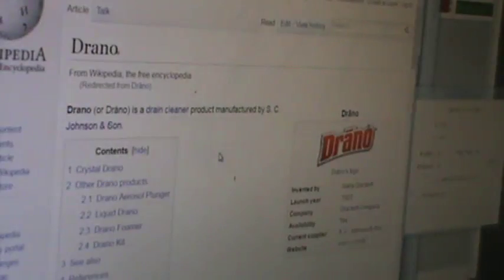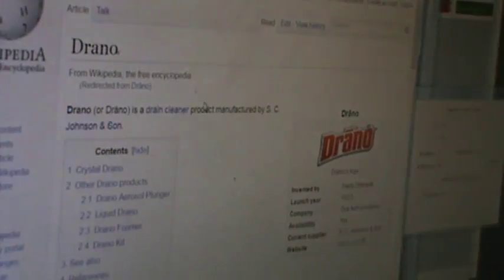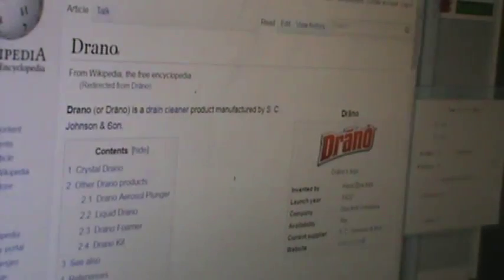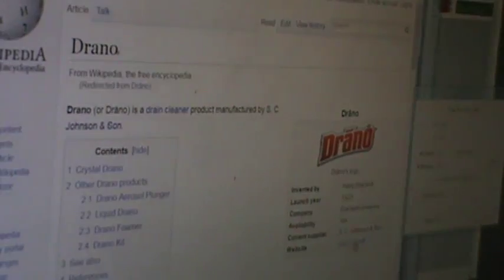Drano. Drain cleaner product manufactured. Drano is a fun one for Father. It's been around since 1923. It was invented by Harry. Plus one. Drackett plus one. It's still available. Drano is alive and well.